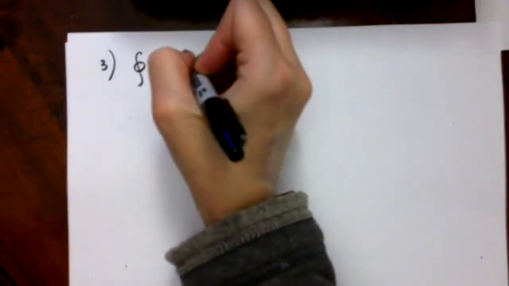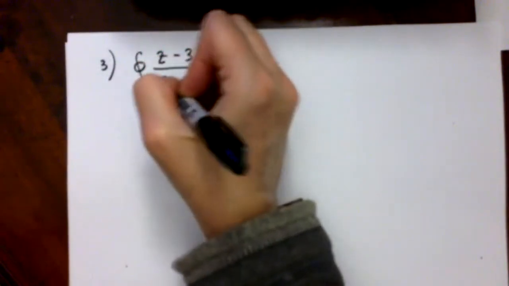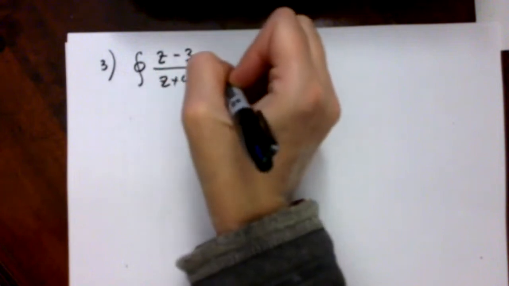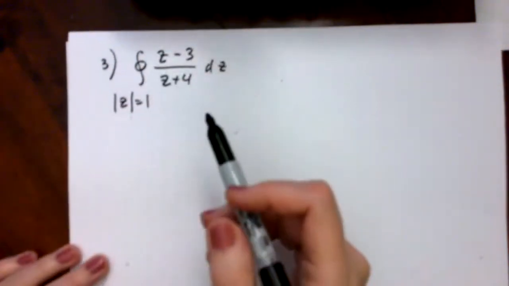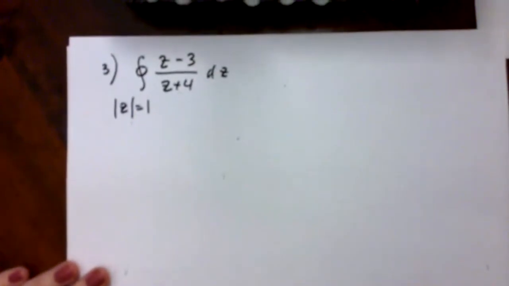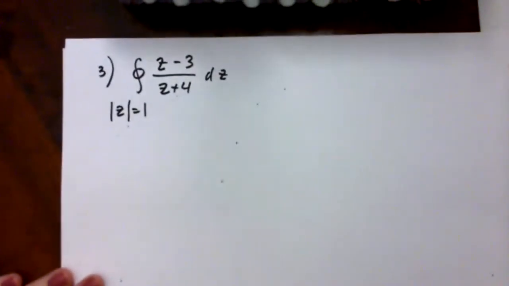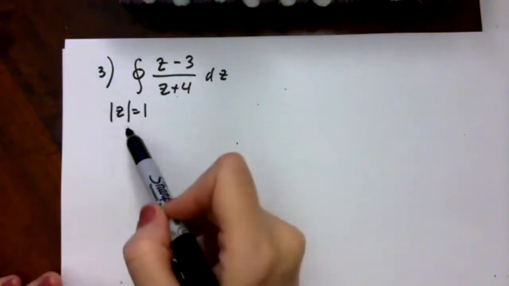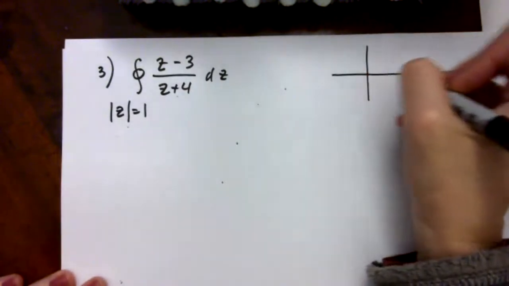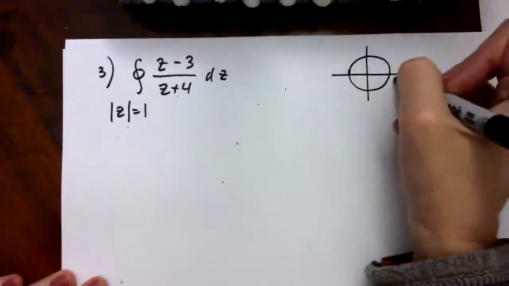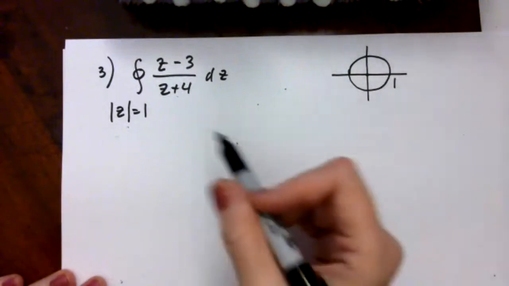And of course, the last example within this example 3, let's imagine that you're given integral of this function z minus 3 divided by z plus 4 dz. And the path is written here. So this time we are given the integral along the closed path. And this is, of course, this familiar circle. This is the circle of radius 1, and the center of the circle is in the origin, of course.